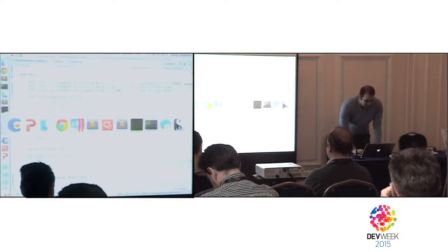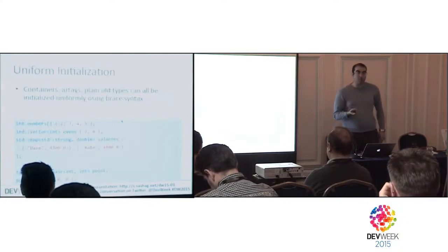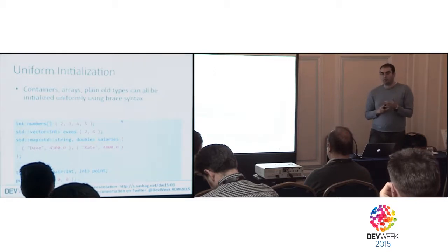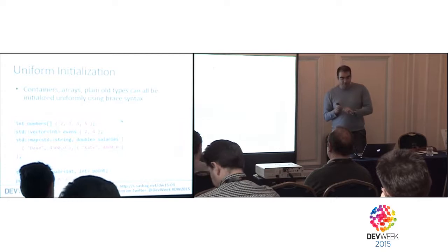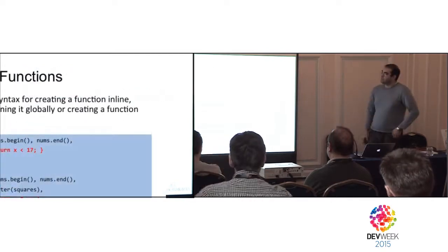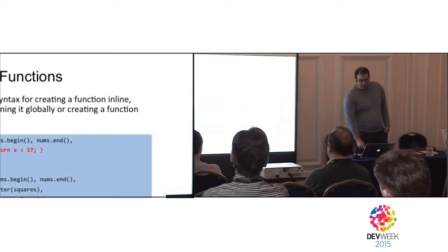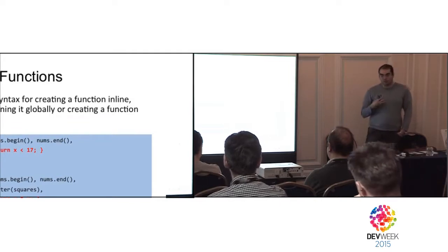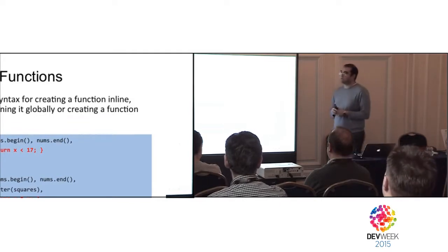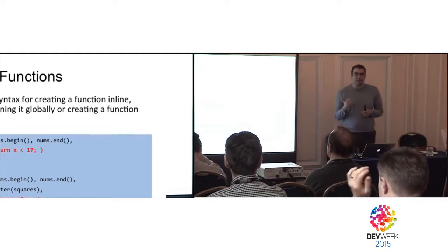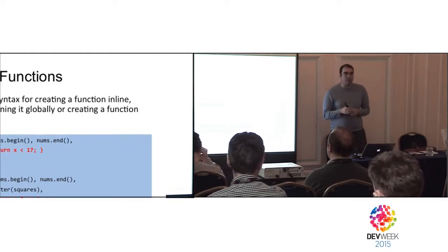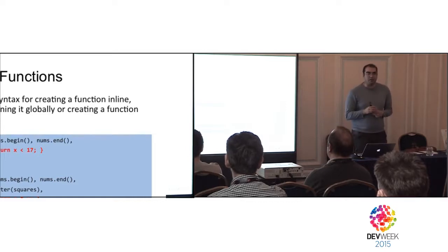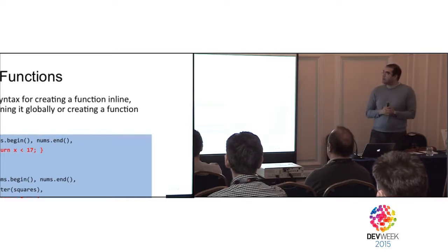Okay, so that was a set of smaller features: auto, range-based for, uniform initialization, a bunch of smaller features, and there's a big one coming up. And that's lambda functions. And again, arguably one of the biggest and most useful productivity features in C++11. And this has been extended somewhat in C++14 as well. Maybe I'll even have an opportunity to show you one little feature that has to do with that.